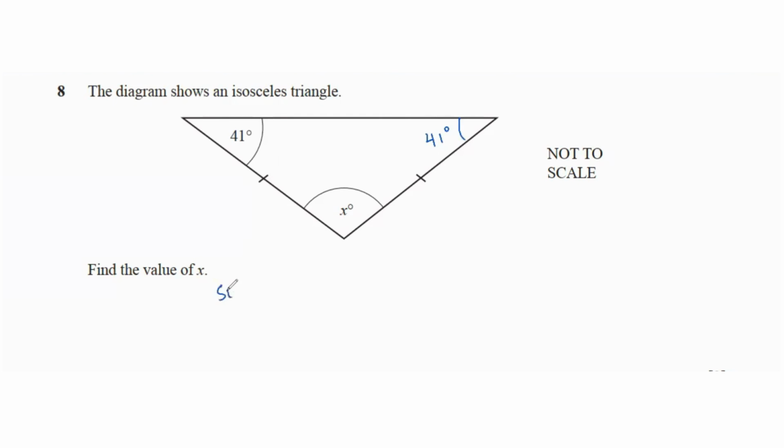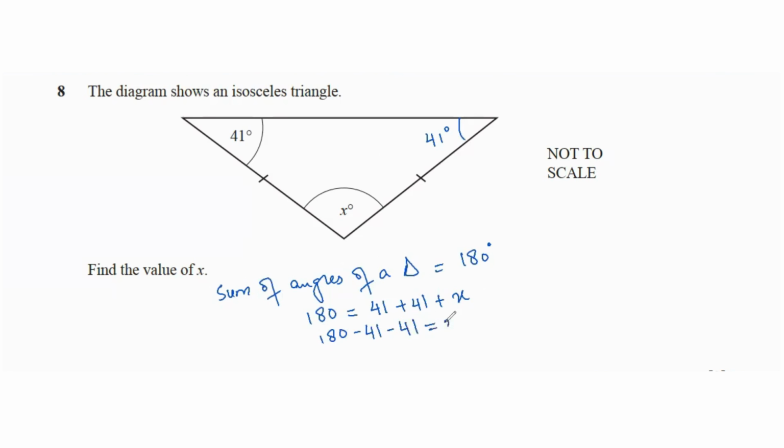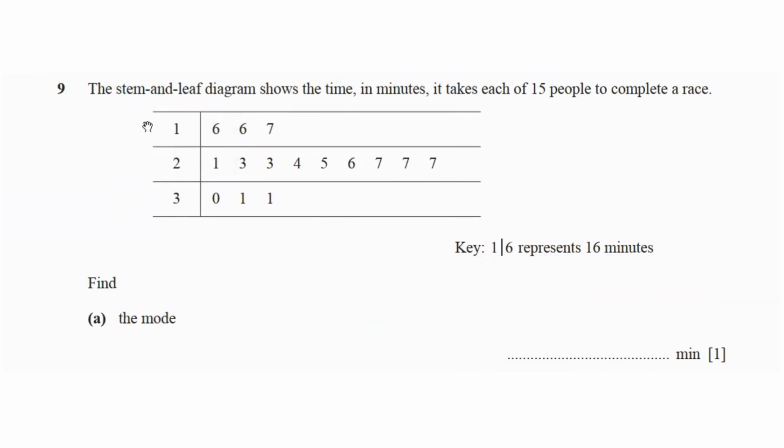And since the sum of angles of a triangle equals 180 degrees, that means 180 equals 41 plus 41 plus x. So 180 minus 41 minus 41 equals x, and that's going to give us 98 degrees.